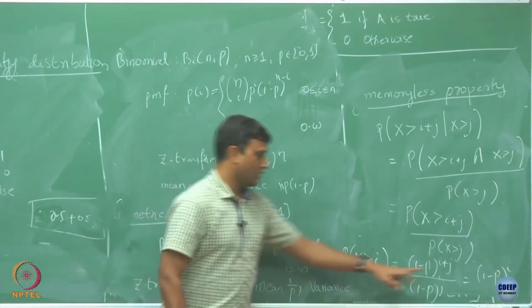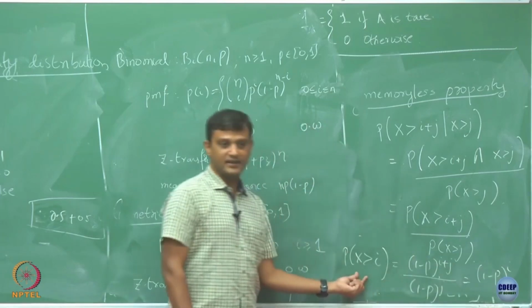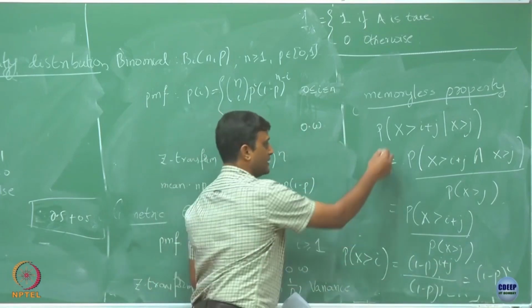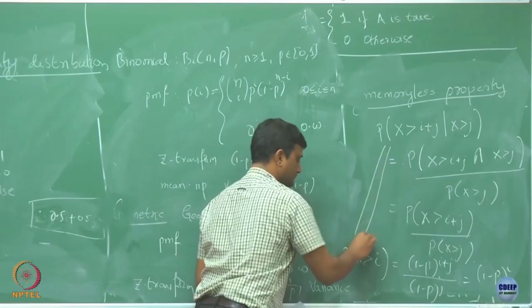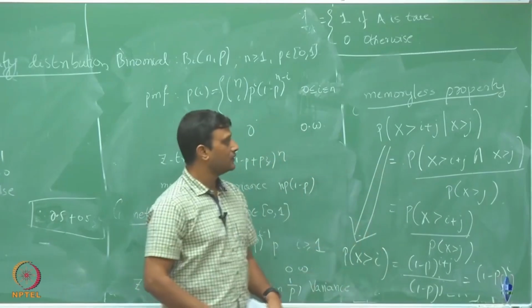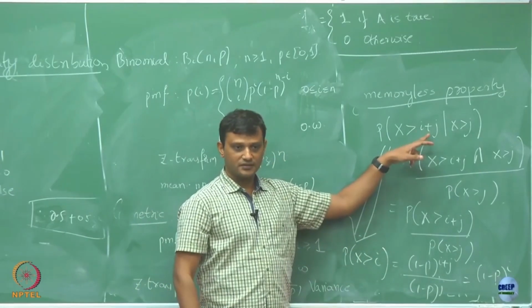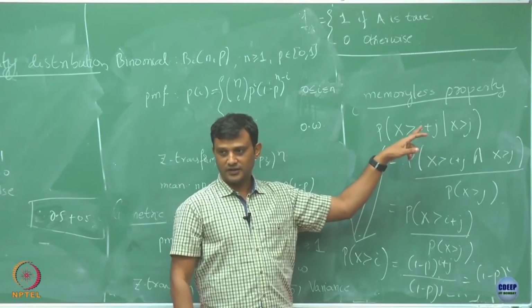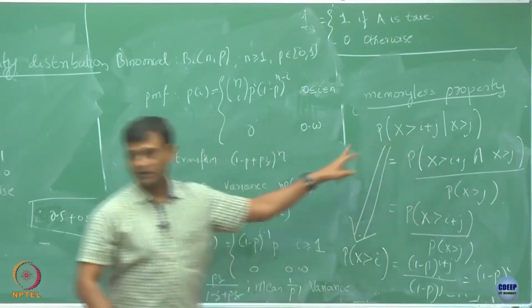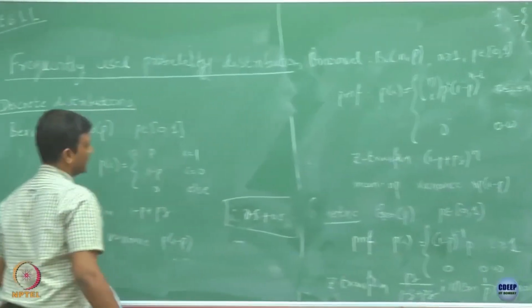And this probability, 1 minus p to the power i, is exactly the probability that x is greater than i. So we are saying that the probability that x is greater than i plus j, given that x is greater than j, is simply equal to the probability that x is greater than i.